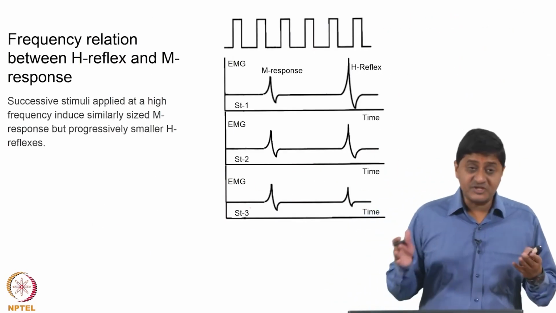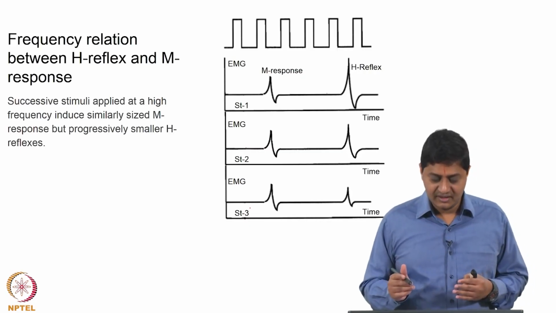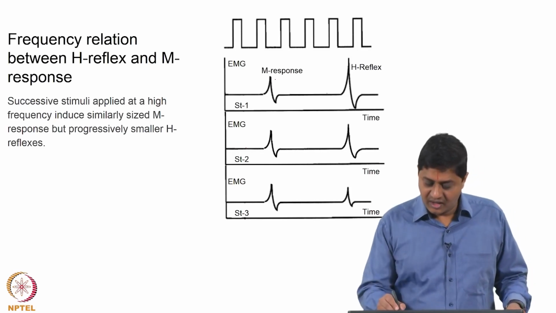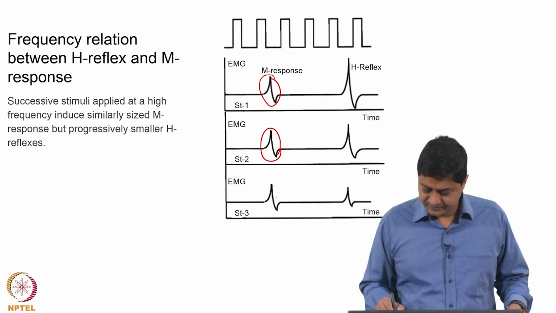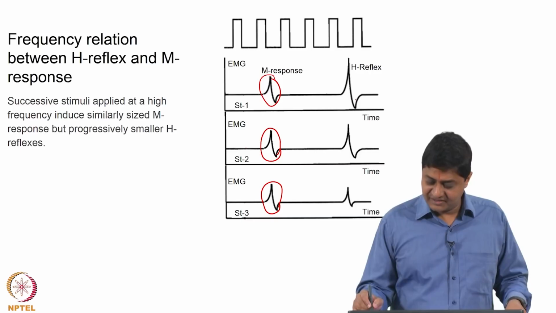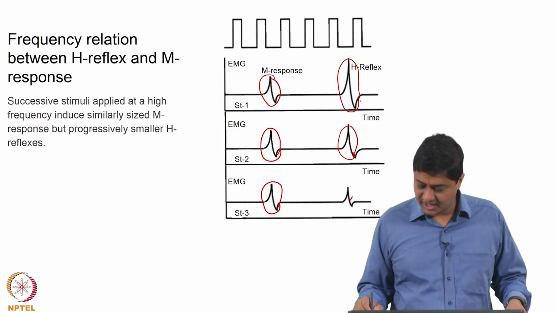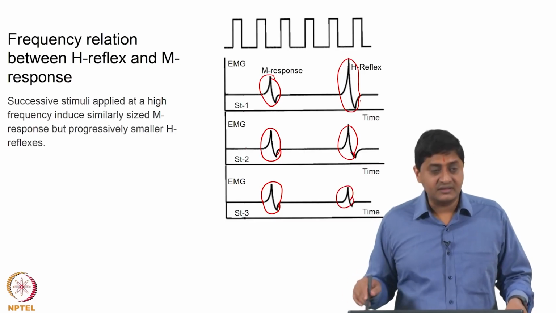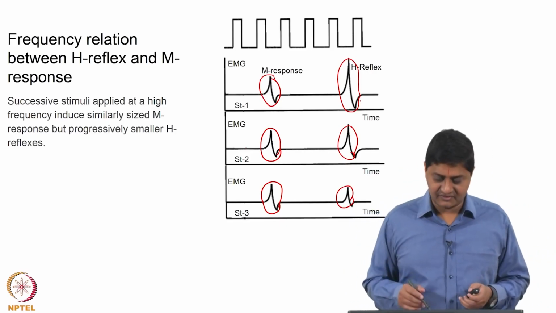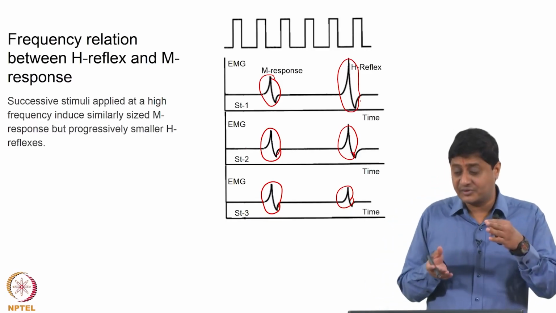Suppose I keep applying successive stimuli and I change the frequency to a relatively high frequency. When I do that, all the M responses will be of the same size, but the H reflex size reduces. Actually, if I continue this, at some point the H reflex will get extinguished. The question is, why does this happen? But the M response amplitude remains the same.